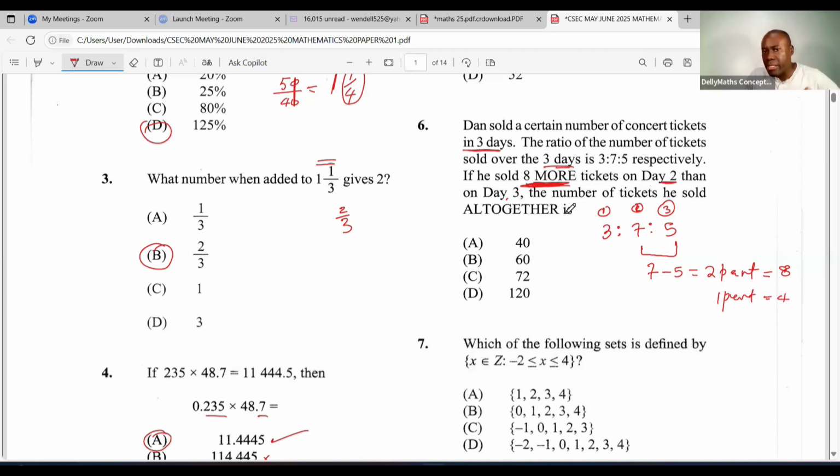What is the question? The question says the number of tickets he sold altogether. So 1 part is 4. How many parts do we have altogether? You're talking about 3 plus 7, that's 10, plus 5, and that's going to be 15. So it's going to be 15 times 4. That is 60. So it was 60 tickets altogether. So basically, you could just easily walk yourself through. There are other ways to do it, but I'm just using the difference in the ratios between day 2 and day 3 to go through. So that's the question right there.